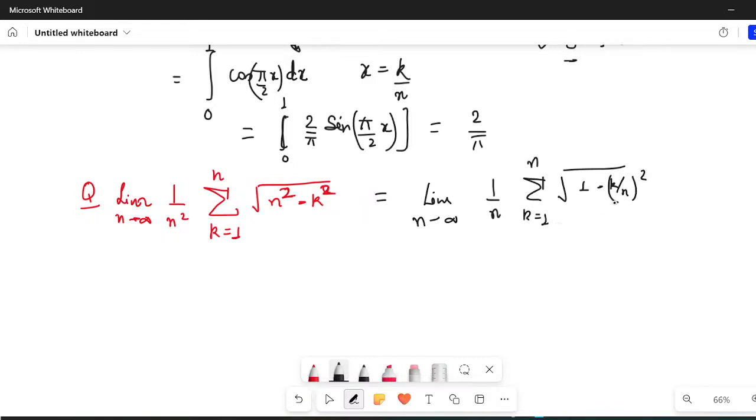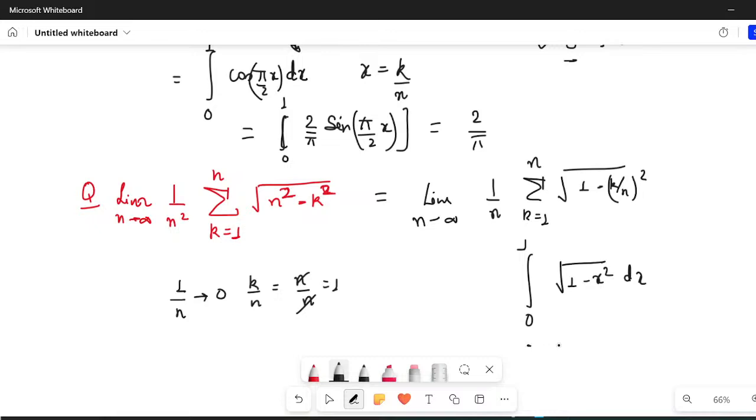Is that clear? Now, what I told you: just take k by n as x, take 1 by n as dx, and replace this summation by integration. The lower limit for x would be 1 by n, and since n is tending towards infinity, the lower limit would be 0. For the upper limit, if you place n instead of k, this will be n by n, which is simply 1. I hope this integration you remember.